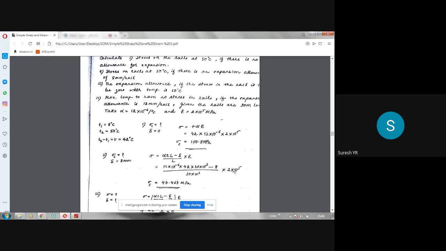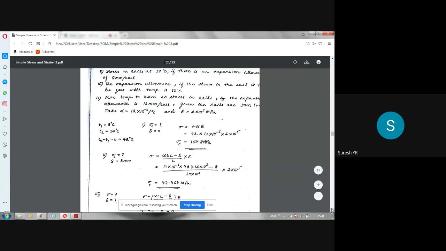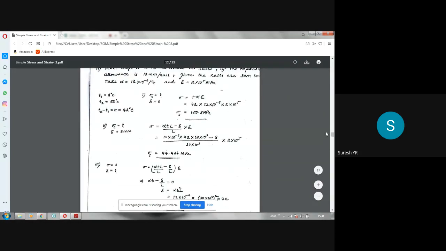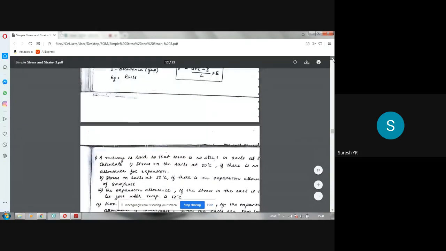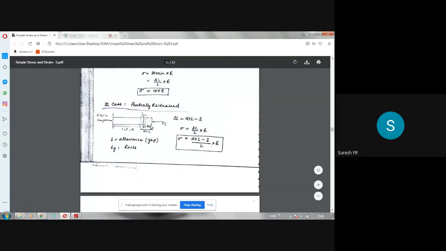Now if you simplify that, you will get 47.47 MPa. Once again, you are getting that value as compressive stress because it is restrained. See this diagram. Here you can see this is compressive in nature. Rising temperature gives a compressive stress.